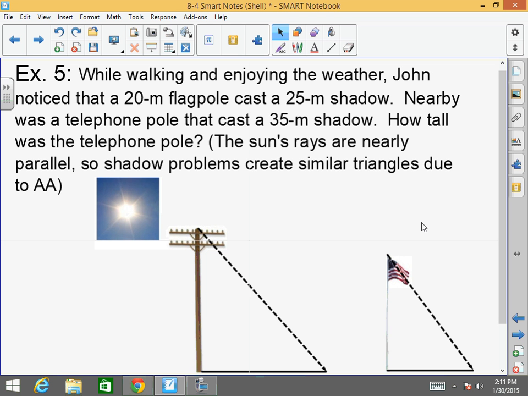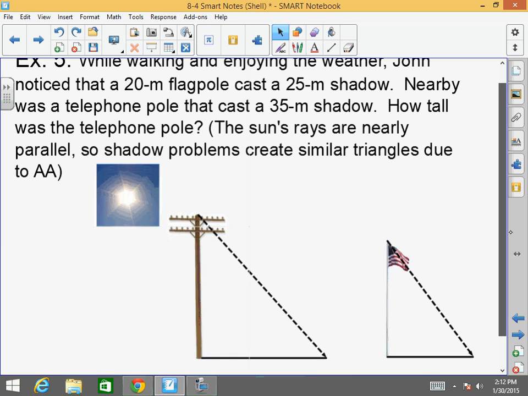While walking and enjoying the weather, John noticed a 20-meter flagpole cast a 25-meter shadow. I don't know what a shadow is, but shadow. Nearby was a telephone pole that cast a 35-meter shadow. How tall was the telephone pole?